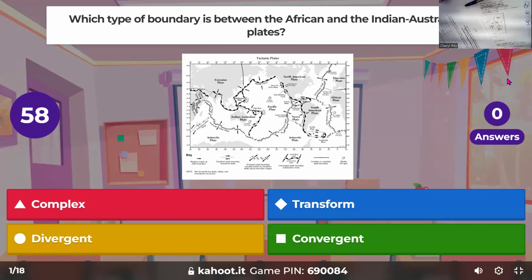Which type of boundary is between Africa and the Indian Australia plate? So you do have a minute to find this, so take your time. But look it up on your reference table. Well, I hope it was right, Phoenix. So you're looking for Africa and Indian Australia. Oh, did you screw up? To be honest, I gotta look it up, so. Africa. No, it's not.